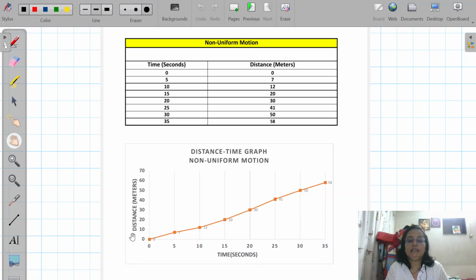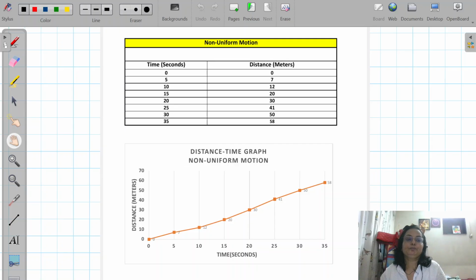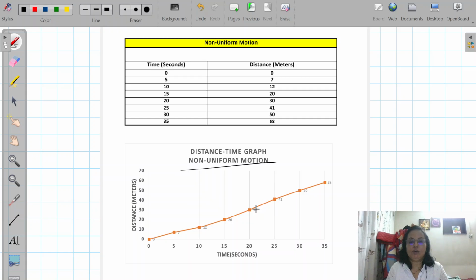So, the graph is not a straight line between distance and time. This is a curved line. So distance is not directly proportional to time. This is nothing but non-uniform motion. So when an object covers unequal distances in equal intervals of time, we say that the object is moving with non-uniform motion. So again, the slope of this graph will be the same, which is nothing but velocity or speed.